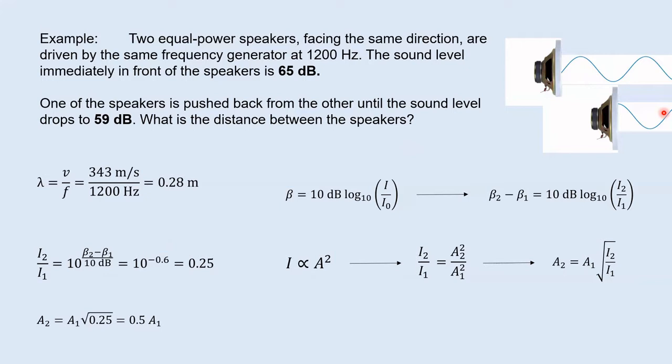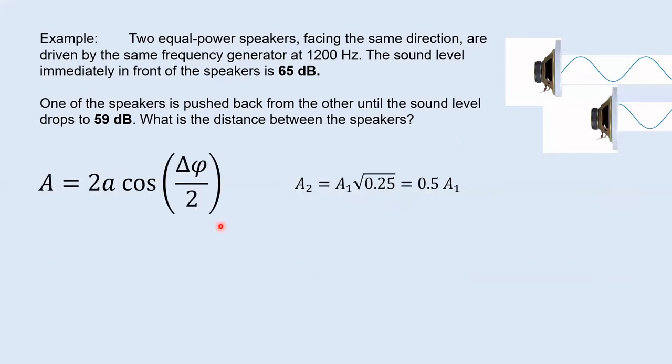So let's just walk through that again conceptually. We've scooted one of the speakers back. There's now some interference that results in a total wave with half the amplitude. Well, intensity depends on the square of the amplitude, and intensity is what we experience as volume, sound volume. So half the amplitude would mean 1/4 the intensity. Everything is consistent so far.